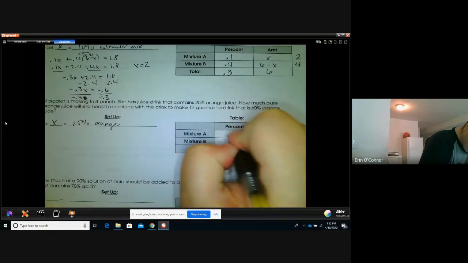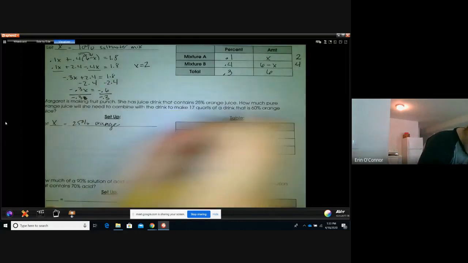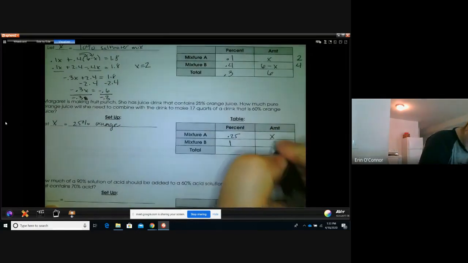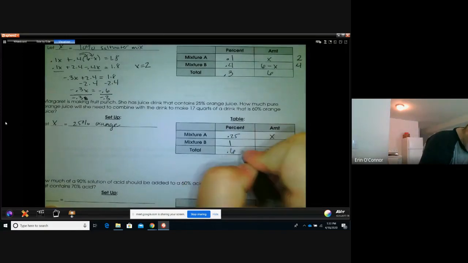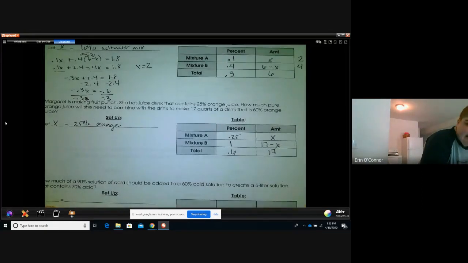So 0.25, and that's X. And then the other one is pure orange juice. So that's 100% or 1. We're not sure about the amount yet. And I need 17 quarts of 0.6 or 60%, which means this right here is 17 minus X.